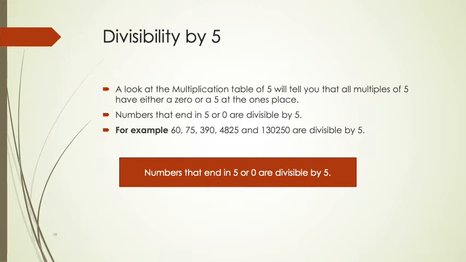For example, 60, 75, 390, 4825 and 1,30,250 all are divisible by 5 because their ones place is either 0 or 5. So the rule for divisibility by 5 is: numbers that end in 5 or 0 are divisible by 5.